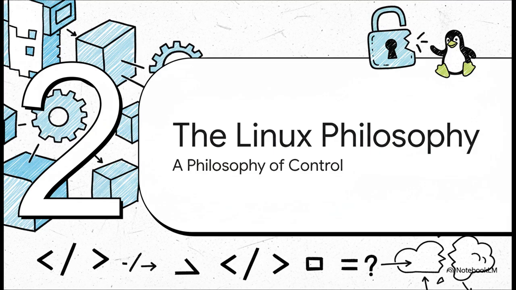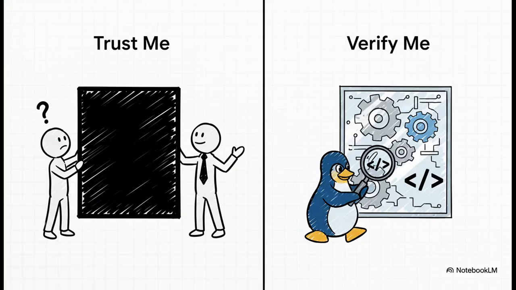And this fundamental difference in philosophy leads us directly to the Linux approach. It's so much more than just a piece of software. It's a completely different way of thinking, one that's built from the ground up on user control and a radical transparency. Think about it this way. Proprietary systems work on a trust me model. You just have to trust that the company is doing the right thing inside that black box of code you can't see. The Linux model, on the other hand, is verify me.